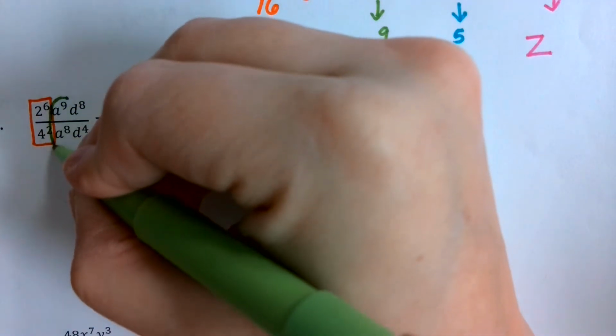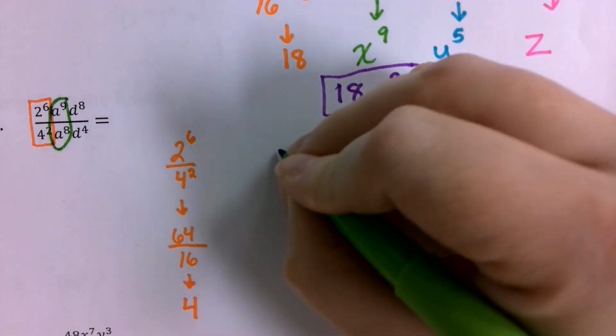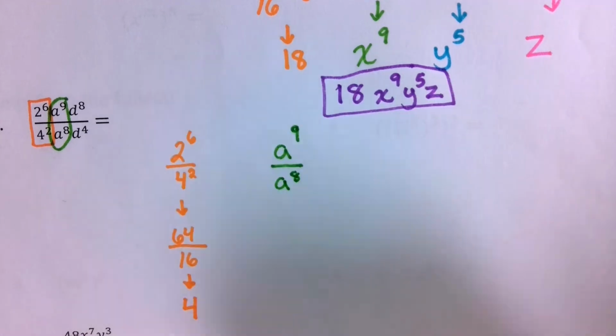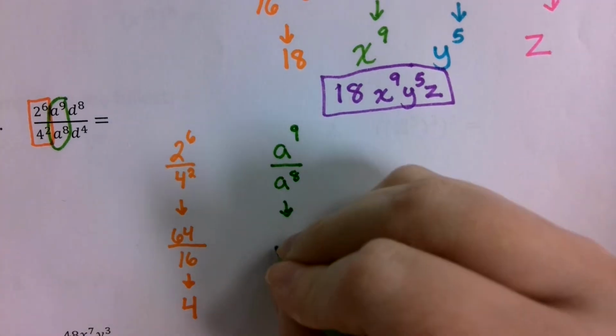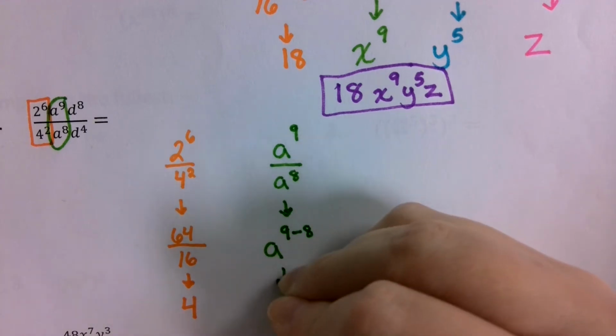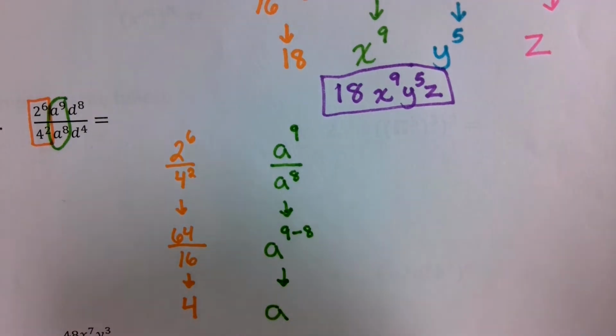We have a to the 9th and a to the 8th. A to the 9th over a to the 8th means that we're just subtracting our exponents. We're going to take the 9 and subtract the 8, and that's going to leave us a to the first, or just a.